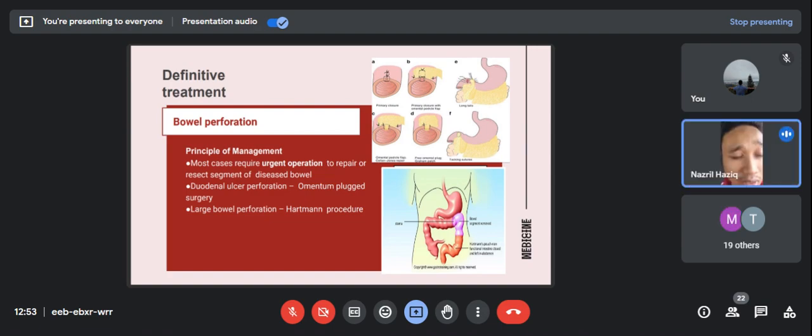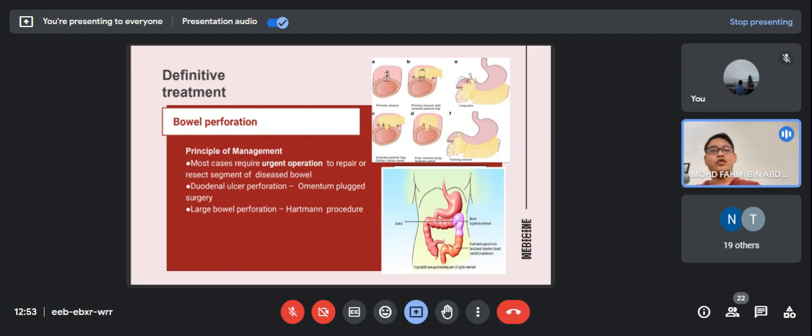And then we have anterior resection. Anterior resection. APR. And then we have APR. Last sekali, we have panproctocolectomy. Panprocto tu detail sangat, boleh lah. Hakman lah yang kena tahu sangat.